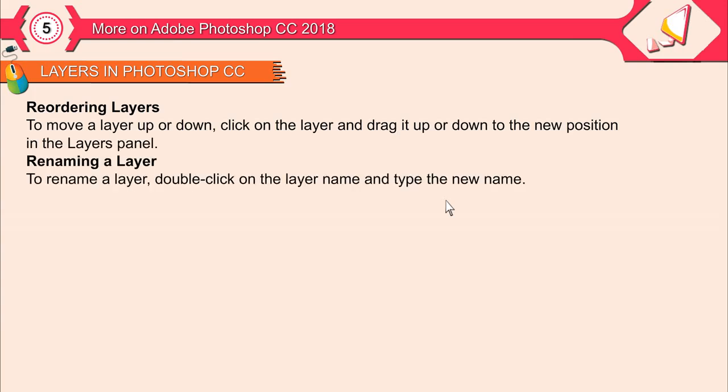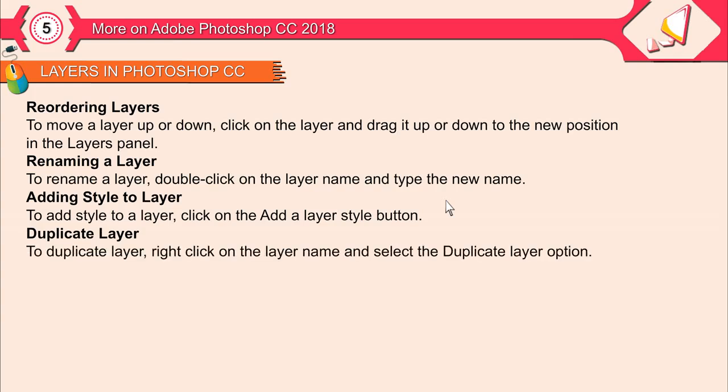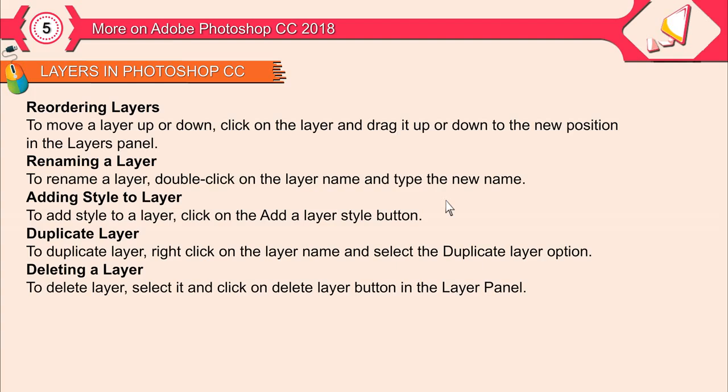Renaming a layer. To rename a layer, double-click on the layer name and type the new name. Adding style to layer. To add style to a layer, click on the Add a Layer Style button. Duplicate layer. To duplicate a layer, right-click on the layer name and select the Duplicate Layer option. Deleting a layer. To delete a layer, select it and click on the Delete Layer button in the Layers panel.